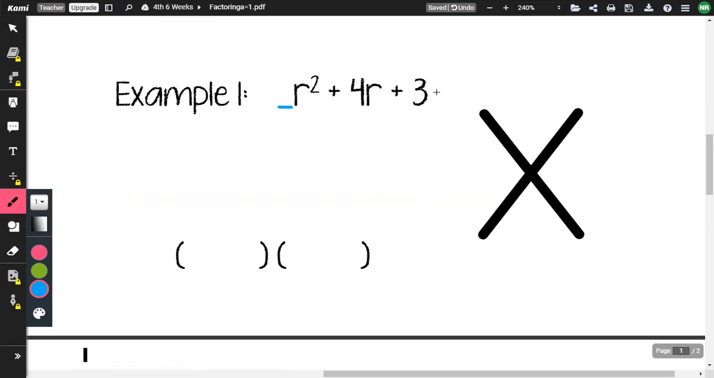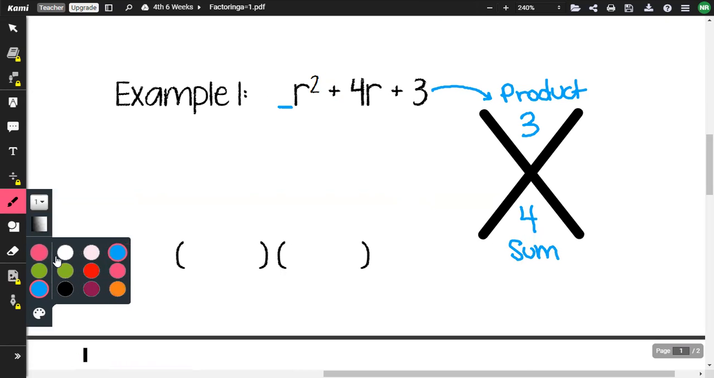So what did I say earlier? Last number falls to the? Falls to the top. So 3 goes here at the top and the 4 goes on the bottom. The 3 represents our product and the 4 represents our sum. Okay, so go ahead and tell me, what two numbers multiply to get 3, but at the same time add to get 4? 1 and 3. Did y'all say 1 and 4?